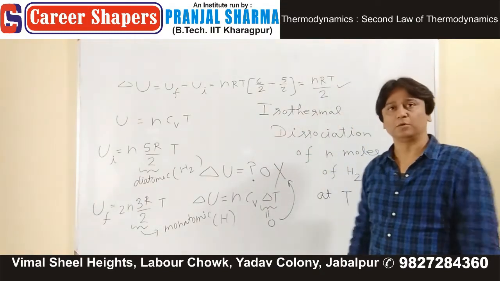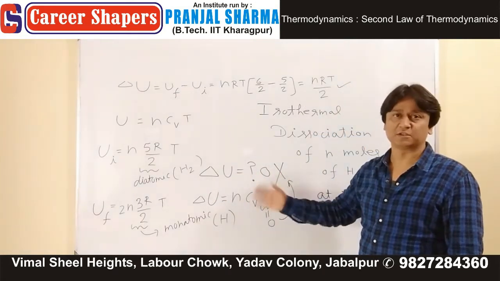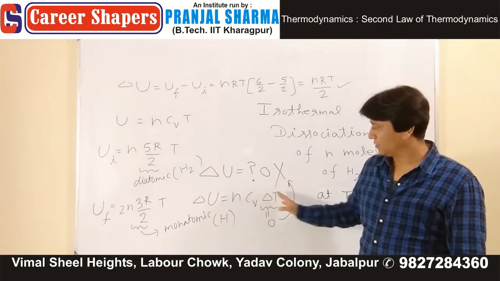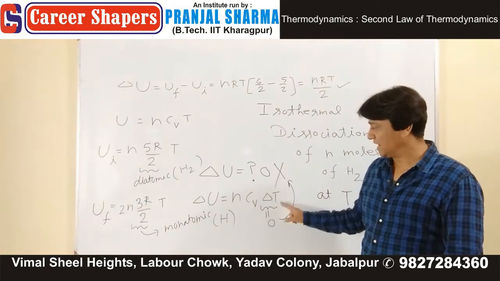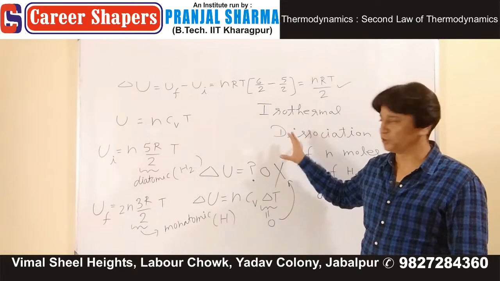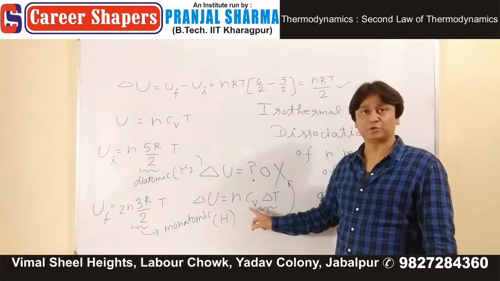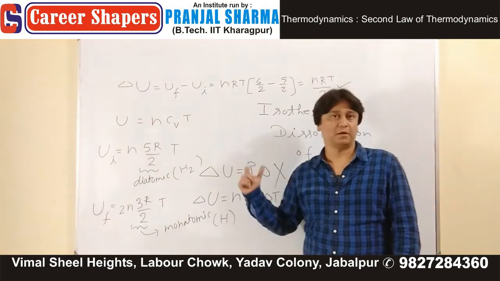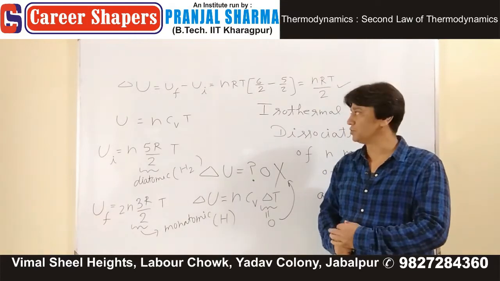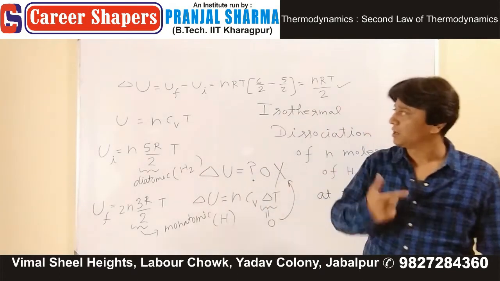The reason is that if the same type of gas is present before and after, mono or dia, then we can simply say delta T is 0 and therefore it should be 0. But in this process of dissociation, n is changing, and at the same time Cv is also changing. And therefore it's a very good question for school as well as competitive examinations. Note down this, and if you understood, then write down yours in the comment box.